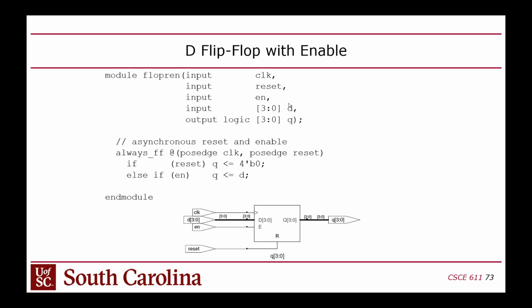You could also add an enable. Now the enable is not part of the sensitivity list, because the enable basically allows you to lock a value in to the flip-flop even when you get a clock edge. This would be useful if you have a register in your CPU that you only want to update under certain circumstances. You don't want it changing every cycle. So what would that be?